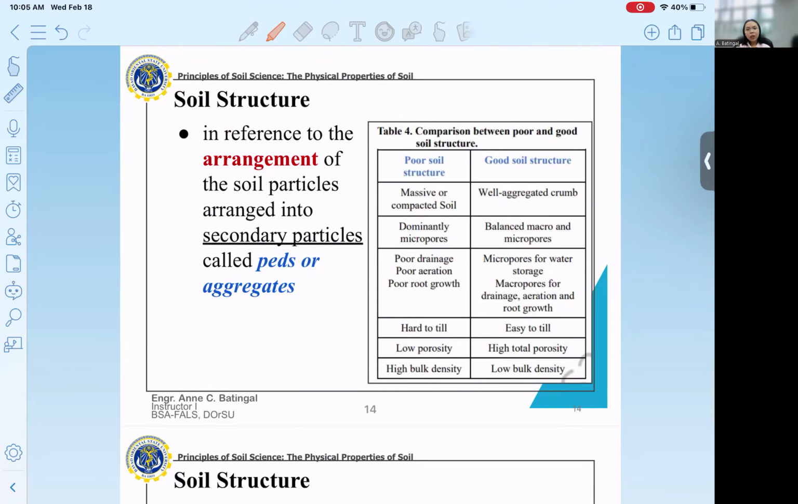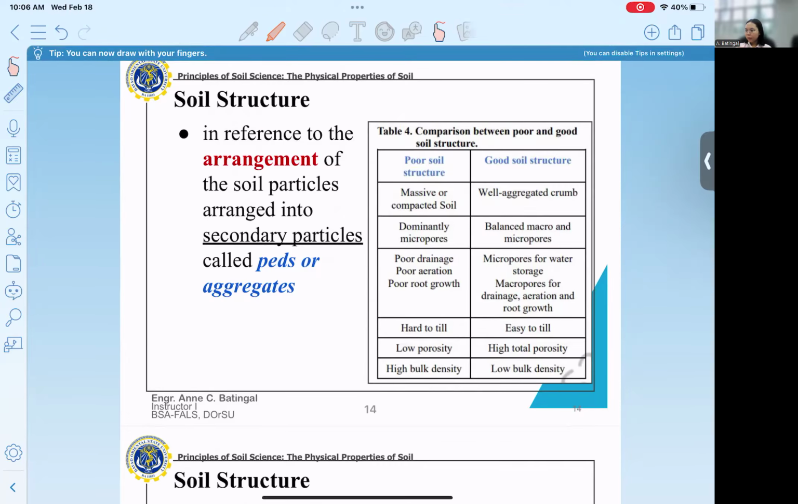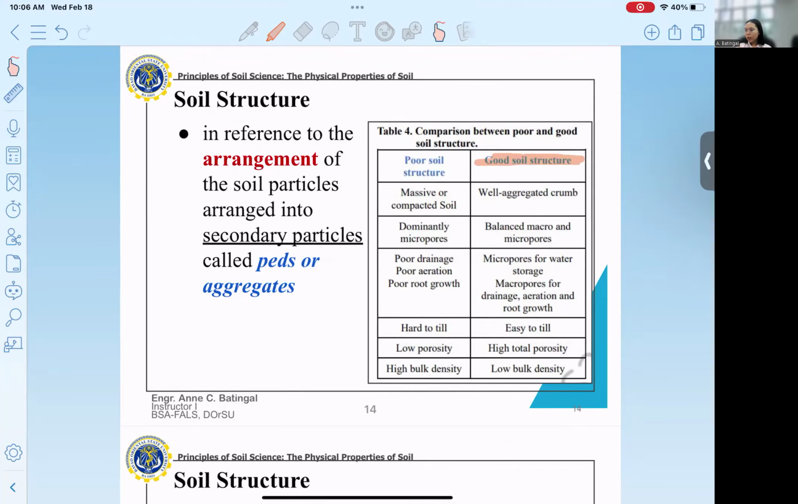Now, your soil structure is important in agriculture from the point of view that well-aggregated soils are often well-drained. So, soils with good structure are often well-drained with good permeability of water, air, and roots. Soils with good structure are well aggregated. They have balanced macro and micropores. Micropores are used for water storage, while macropores aid in drainage, aeration, and growth of roots.